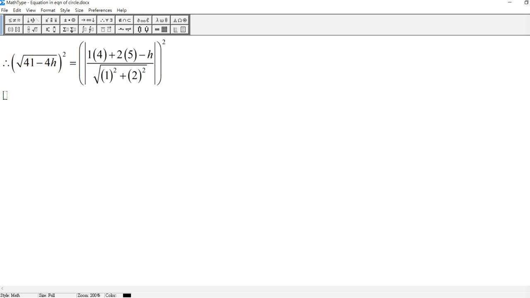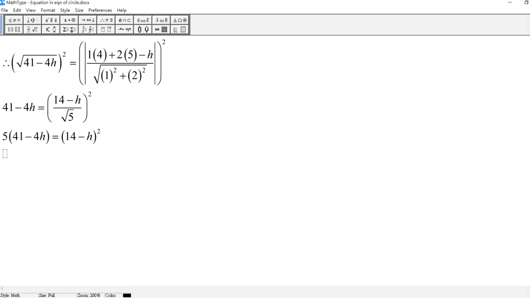So left hand side, that's 41 minus 4h. And right hand side, 2 times 5, 10. 10 plus 4, 14. 14 minus h. And then taking square root of 5, and then take the square, that's 5. So 5 times the quantity 41 minus 4h will equal h minus 14, 14 minus h, bracket squared.